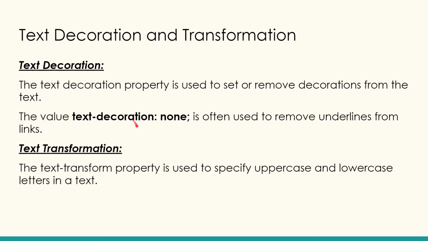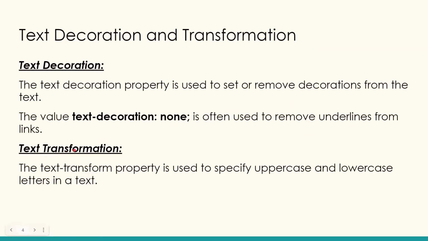And then we have text decoration none. This is probably the most common usage of the text decoration property. Let's say we have a link. Usually links automatically have an underline, and sometimes we don't want that underline. Sometimes we want our link to blend in with our paragraph or text. So to remove that underline we do text decoration none, and this removes the underline from the link. It's often used for that purpose.